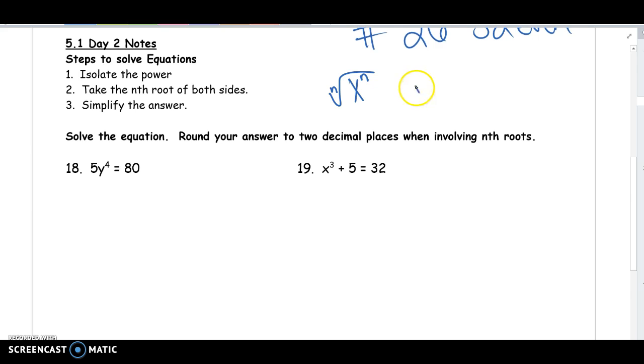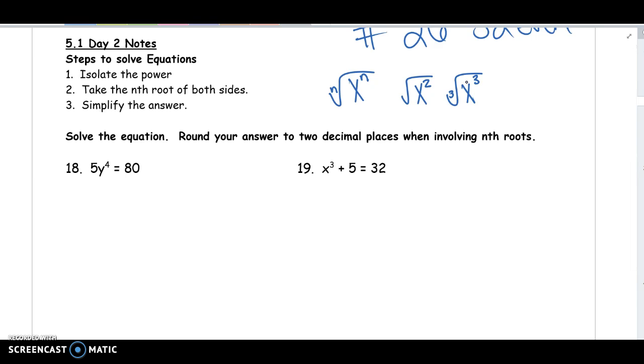The nth root cancels out an exponent of n. So if you have x squared, you would have to use a square root to cancel it out. If you have x to the third, you would want to use a third root to cancel it out, and so on and so on. But you can't take the nth root of something until that thing is isolated. You have to get that thing by itself using what we know about algebra before you take the radical. So step number 1, isolate the power.